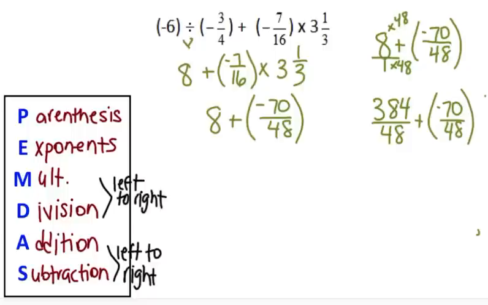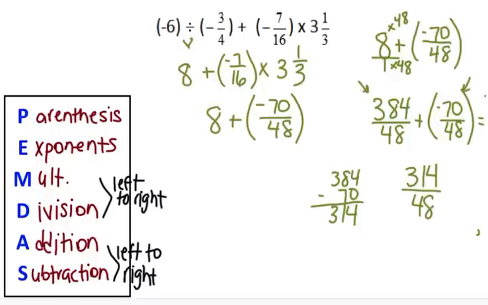Now I follow the rules of addition. I know when my signs are different, I subtract the numbers and keep the sign of the larger number. So 384 minus 70, I'll do that on the side. 384 minus 70 gives me 314. So I know my numerator is equal to 314. I'm keeping my numerator positive because 384 is larger than 70, so 314 over 48.